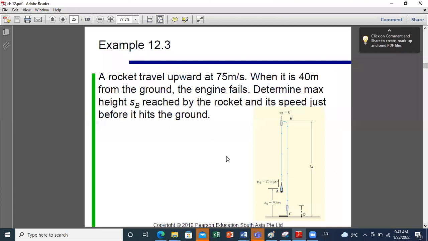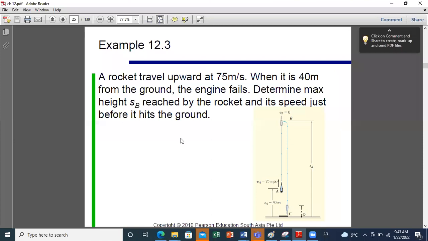We have a rocket that is traveling upward at 75 meters per second. When it is 40 meters from the ground, the engine fails. Determine the maximum height reached by the rocket and its speed just before it hits the ground.